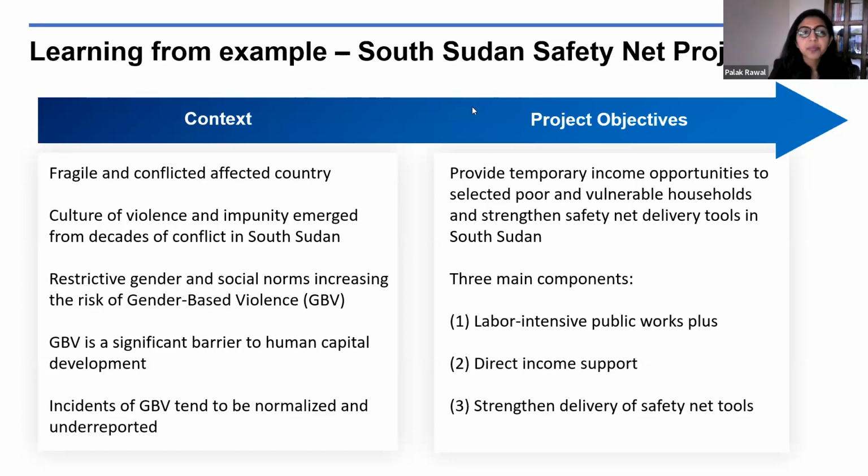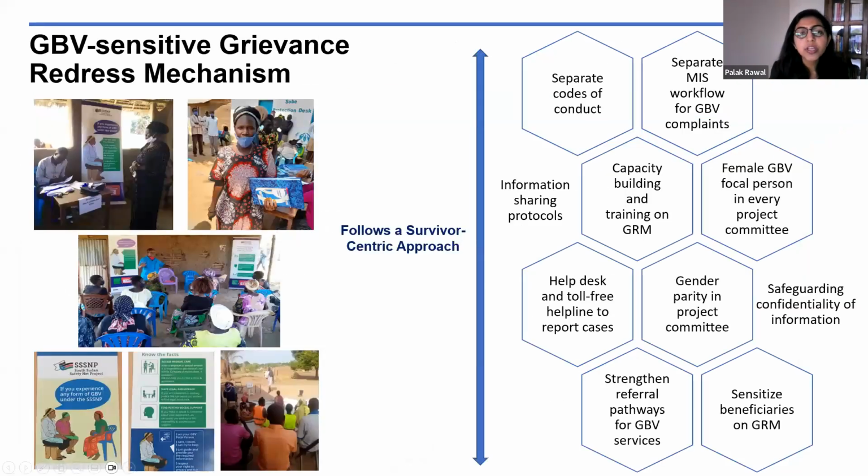Next slide, please. As the project team, we knew that operating in a context with such high level of GBV entailed significant risk. If we were not equipped to deal with it, it could affect our entire operation and significantly limit the potential of the program to achieve its objectives. So we started with first developing a GBV-sensitive grievance redress mechanism to respond effectively to GBV cases.